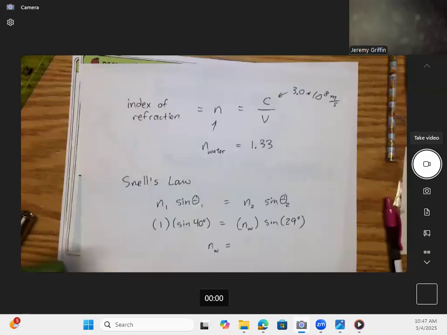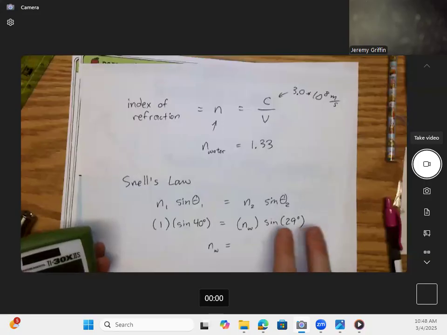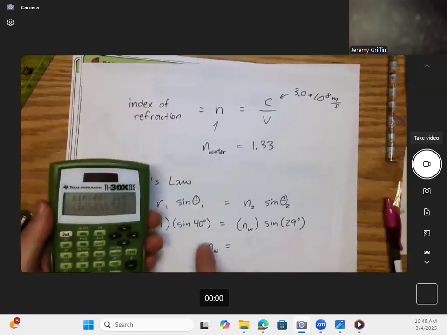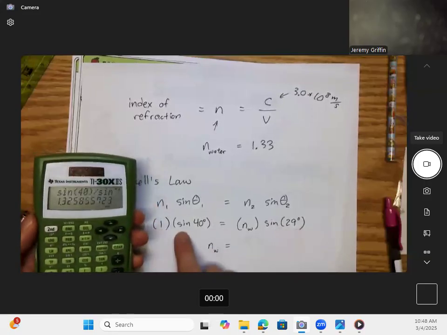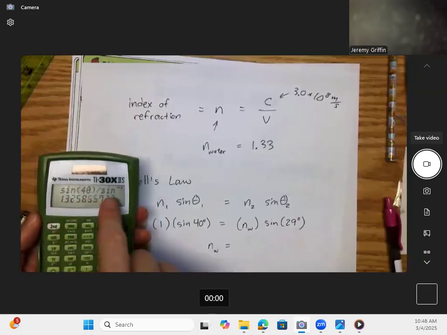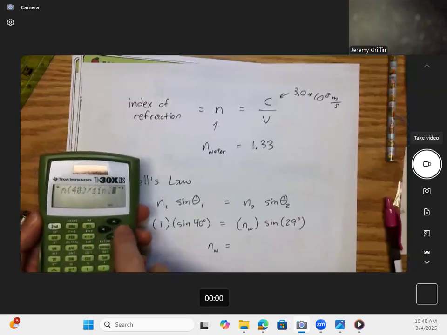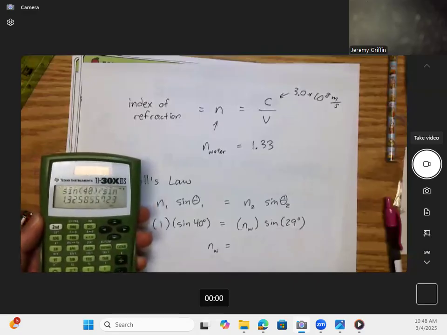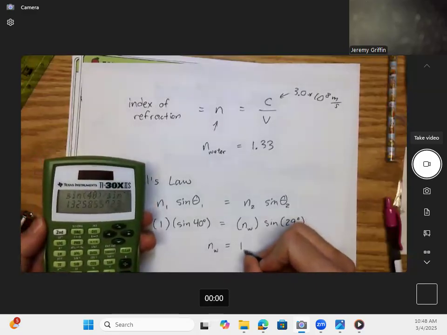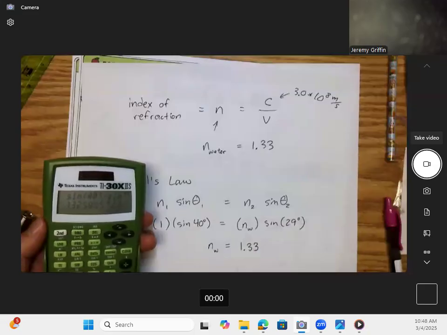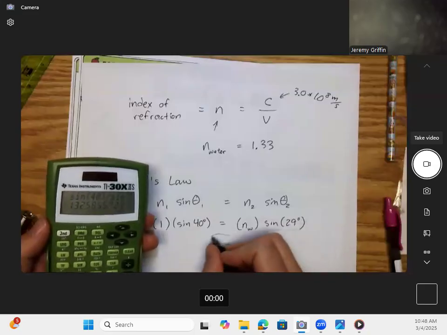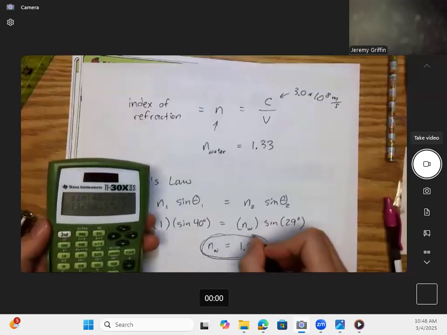1.32. Got it. So just take the sine of 29 degrees, divide it over. Okay, so it's like this: 1 times sine of 40 degrees, divided by sine of 29 degrees. I put this here, you guys can see it. Yeah, it's like 1.3 something, right? So I think the textbook value actually is like 1.33, which rounds to that anyway. Okay, those angles. So that's the index of refraction of water.